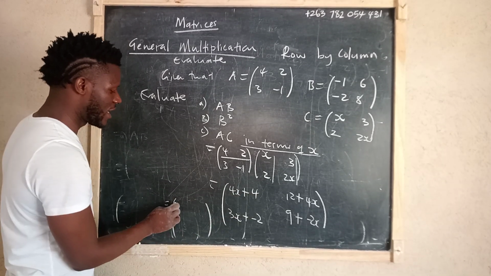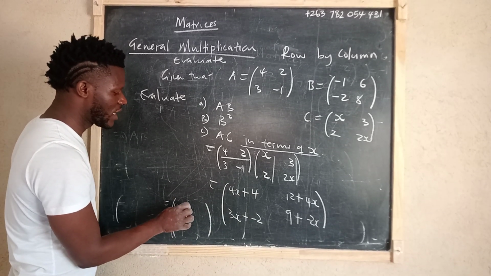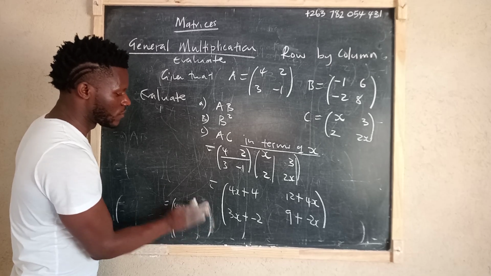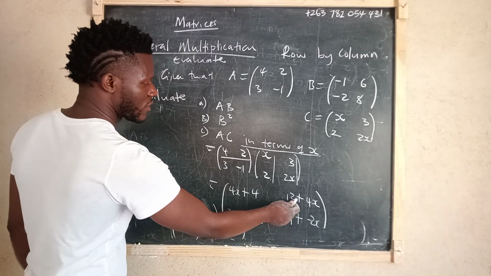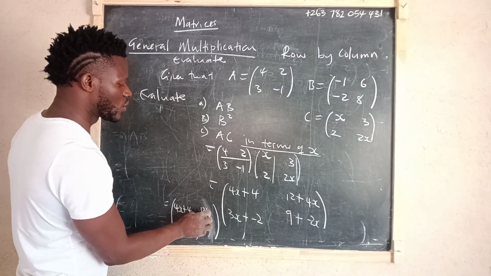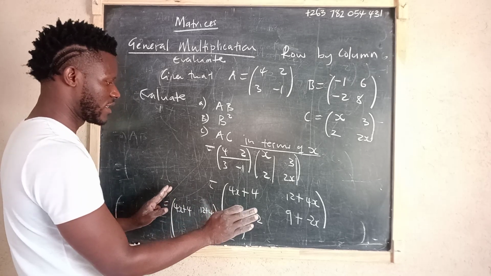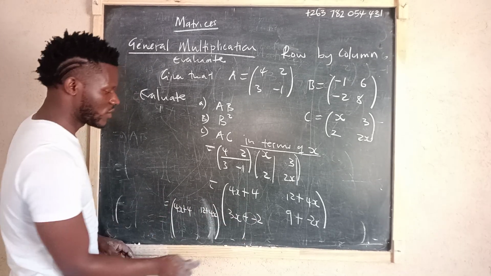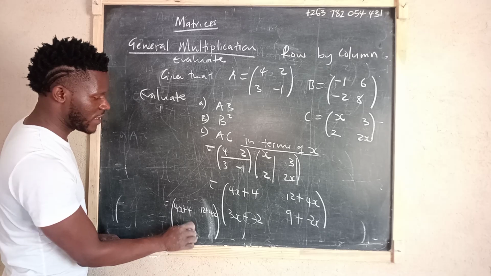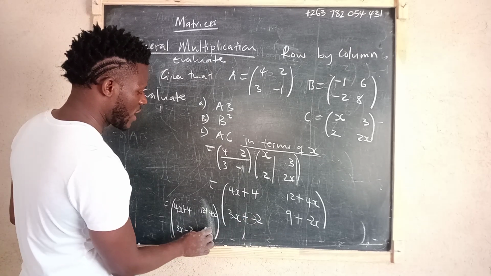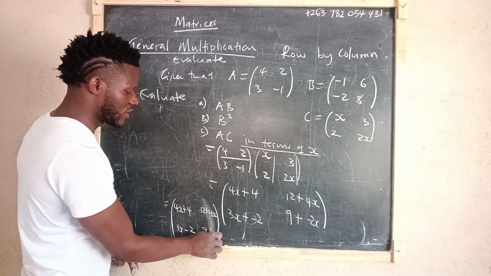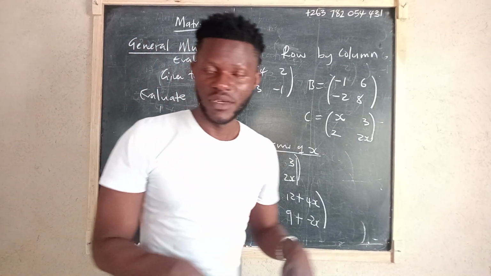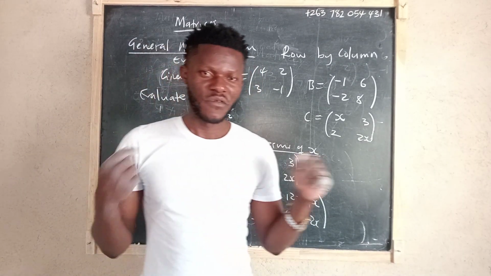Lastly, these are like terms, so they will then be 4x plus 4. This one, again, unlike, so it's 12 plus 4x, just like that. This one, plus and minus, become negative. It's 3x minus 2, and that one is 9 minus 2x. That's multiplication in terms of x.